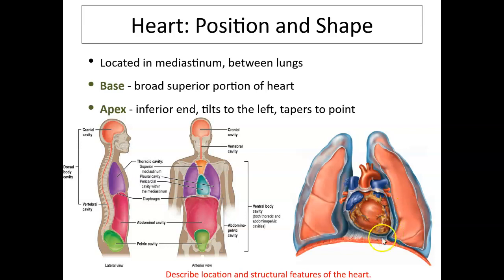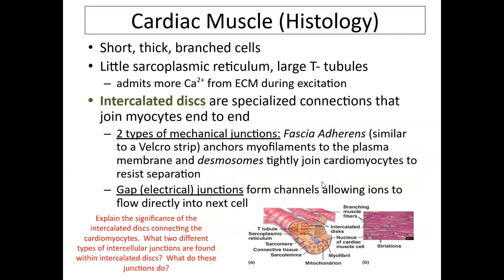The tapered, inferior, pointy end of the heart is called the apex, and the broad, superior region from which the great blood vessels emerge is called the base. You may recall that muscle is one of the four primary tissue types found in the body, and that muscle tissue can be further categorized as skeletal, smooth, and cardiac muscle. Cardiac muscle cells, called cardiomyocytes or cardiac myocytes, are short, thick, branched cells.